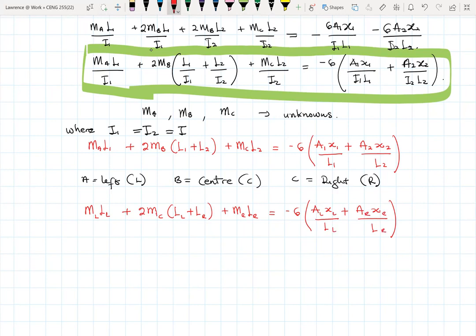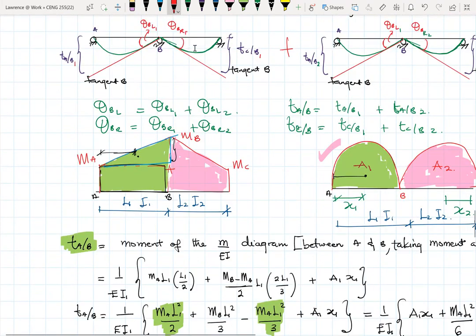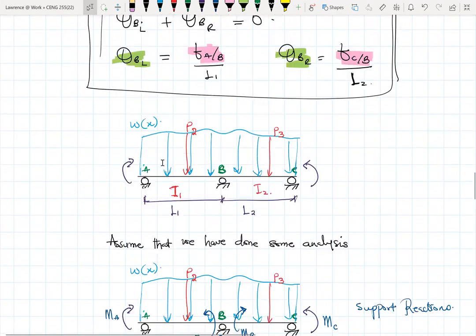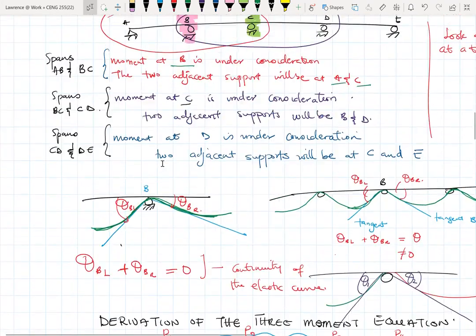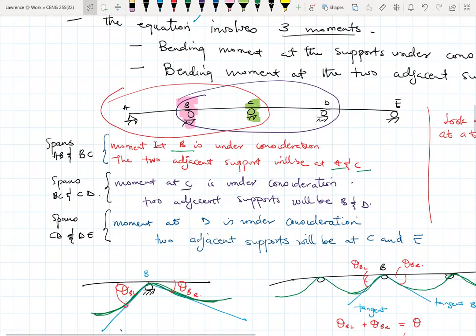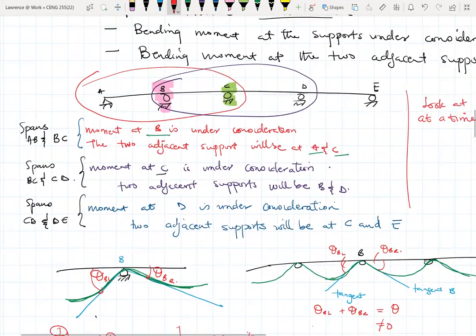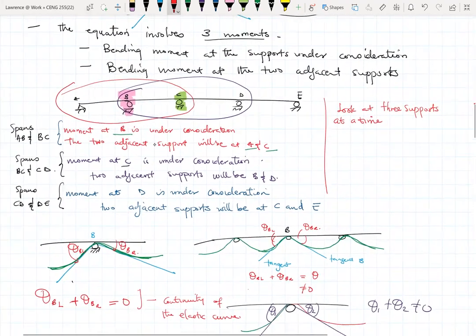So mostly I just prefer to use the A, B, C. But sometimes the students don't understand that the A, B, C is not necessarily the points A, B, C all the time. It's more about the beam under consideration. So if we go back to our very beginning right here, if you take span AB, BC, then fair enough, your equation becomes M_A, M_B, and M_C, with B being the center.